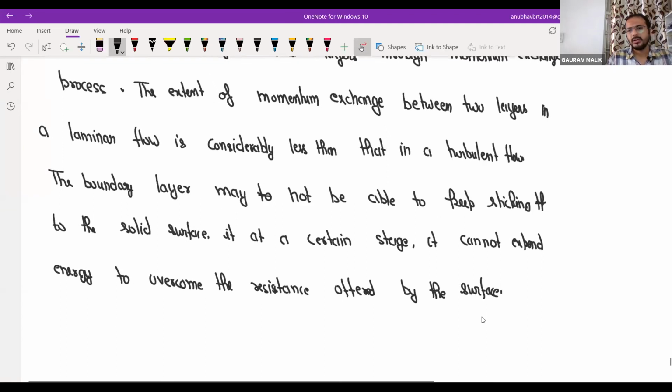Is it clear? Then what will happen? Boundary layer separation occurs. So this is the fundamental reason for boundary layer separation on a surface.